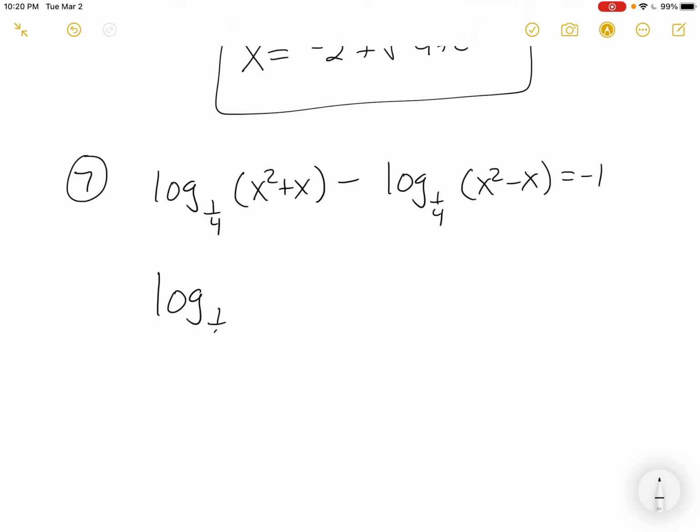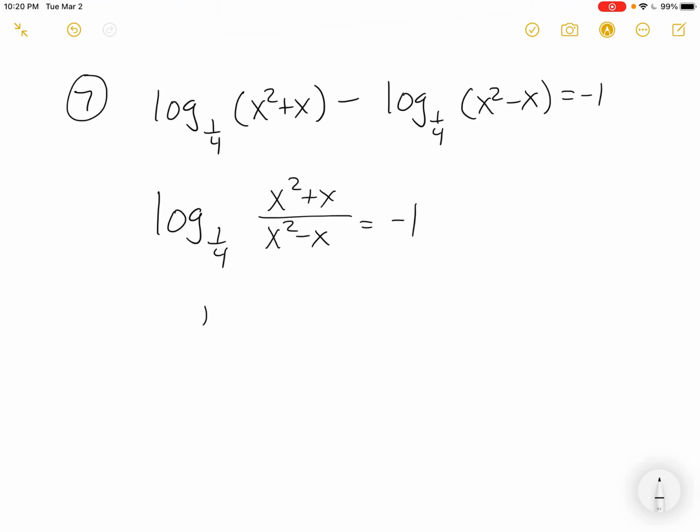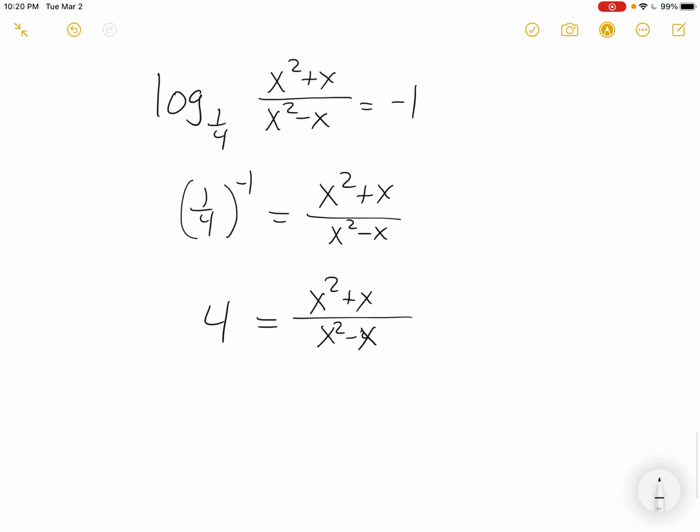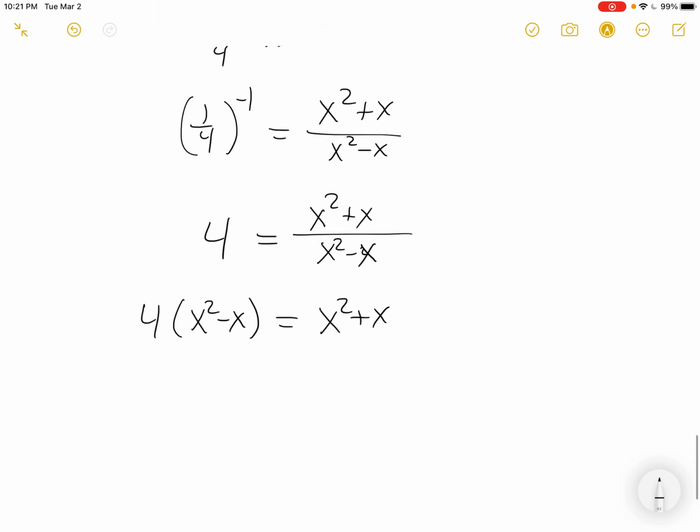We'd write it as a single log. You know from your properties of logs that that's a division. You have a single log equals a number, so you know that 1/4 to the exponent is equal to what the log was operating on. Great. You know that 1/4 to the -1 is 4 because you went through pre-algebra. You know that to solve a rational equation, you're going to multiply both sides by the denominator, and you're going to get 4 times x squared minus x is equal to x squared plus x from beginning algebra, usually chapter 6, right after a factoring chapter.